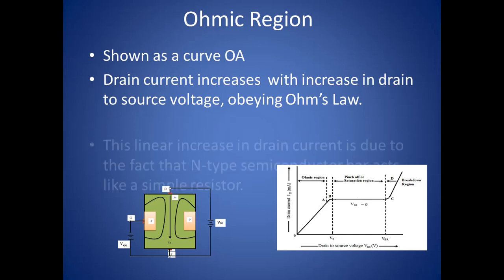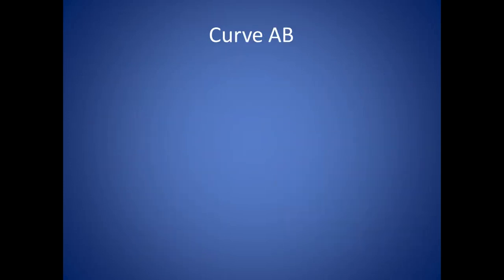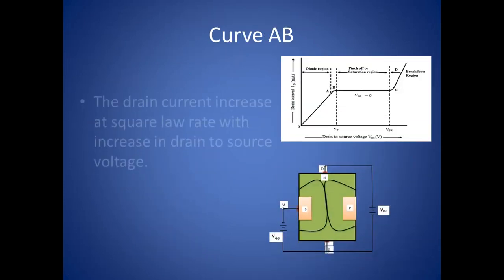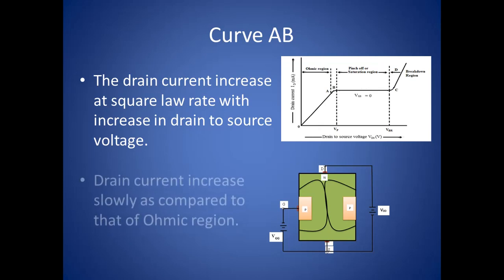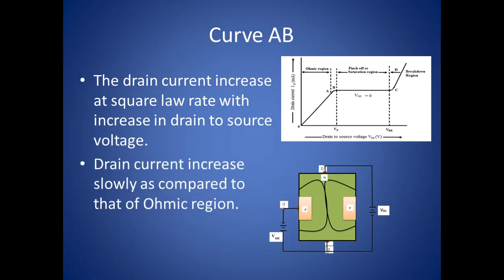Next, curve AB, from this point to this point. The drain current increases at a square law rate with increase in drain to source voltage VDS. The drain current increases slowly. Here it will increase slowly with increase in drain to source voltage as compared to the ohmic region.